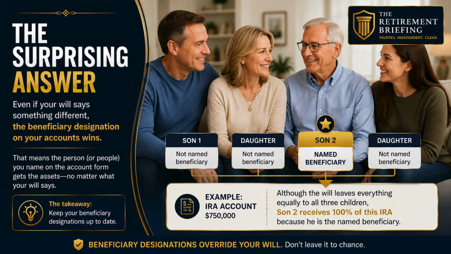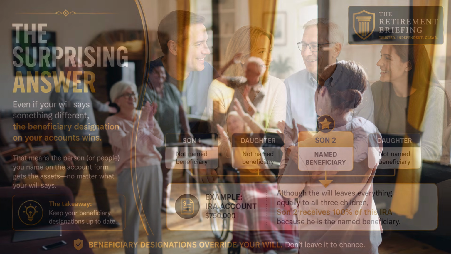Problems can arise when one document is updated while another is forgotten. For example, a person may revise a will after a major life event, but never review older beneficiary forms. Years later, those outdated designations may still control the transfer of specific assets.